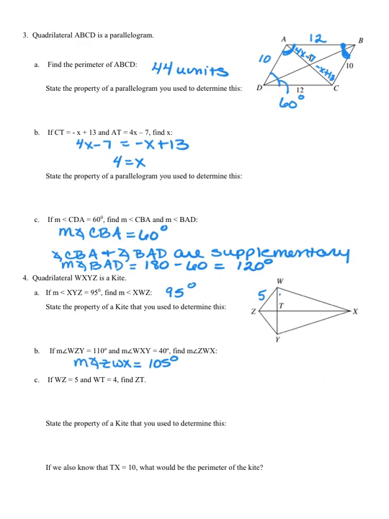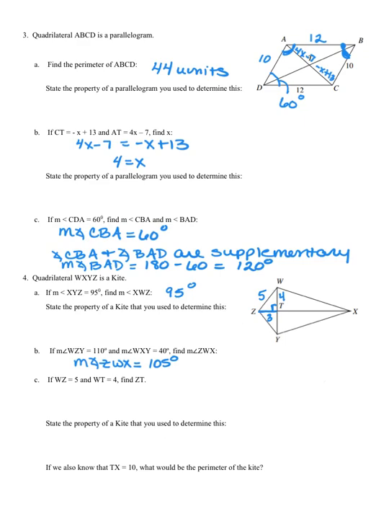In part C, we are told that the length of WZ is equal to 5, and the length of WT is equal to 4. They want us to find the length of ZT here. Well, the property that we're going to use to determine this is that the diagonals of a kite are perpendicular to each other. So triangle WZT is a right triangle. If we apply the Pythagorean theorem, you'll find that that segment right there is 3.